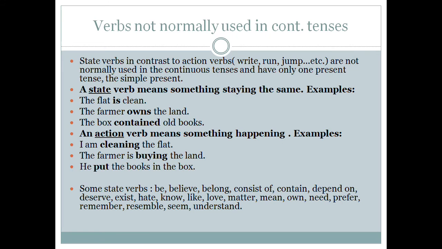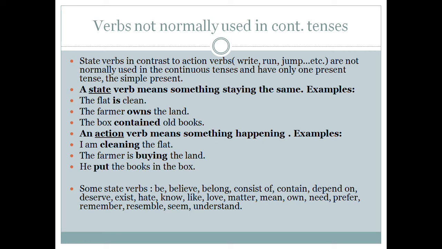Verbs that are not normally used in continuous tenses are state verbs, like verb be, and verb have when it's used as a state verb to express possession, seem, appear for example. State verbs are also verbs of feeling and verbs of thought.